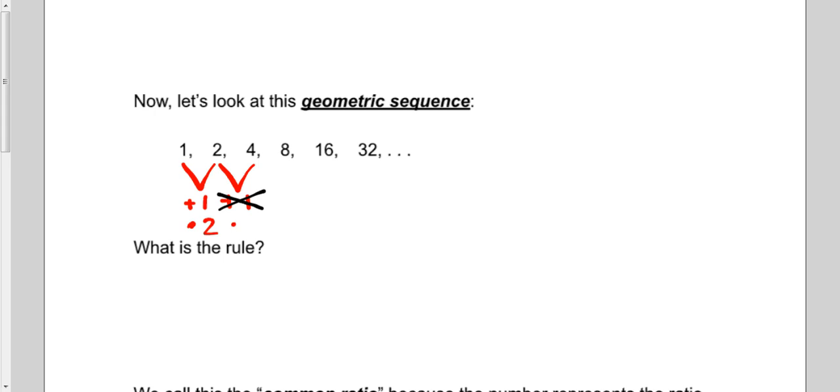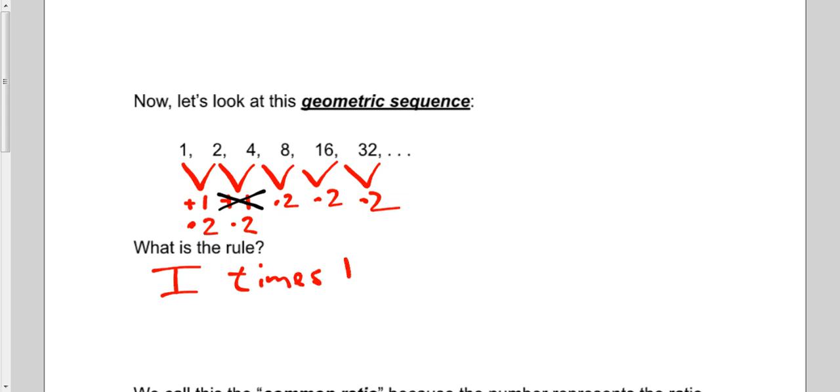Now let me ask you this. Does 2 times 2 equal 4? Why, yes, it does. And does 4 times 2 equal 8? Punch that in your calculator, you'll find out that it does. As does 8 times 2 equals 16, and 16 times 2 equals 32. So you know your rule is I times by 2 every time.